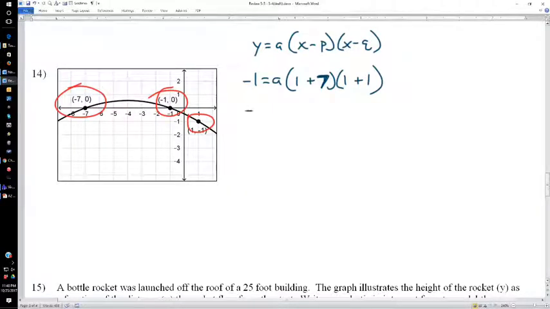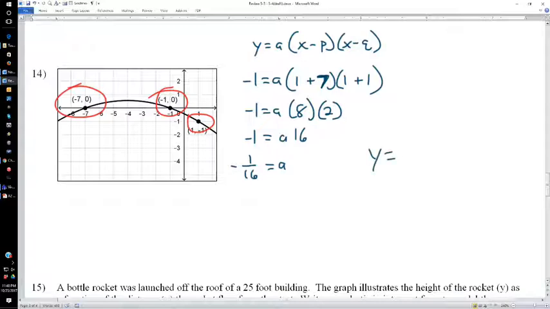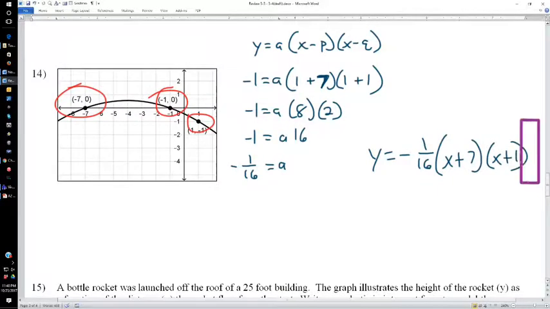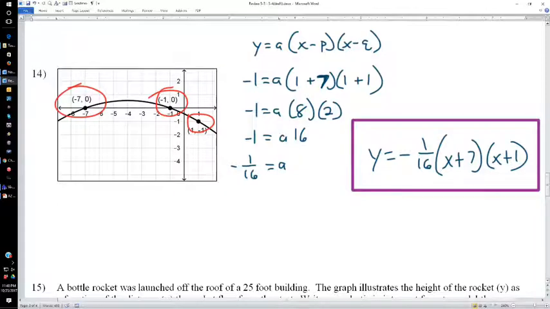And then just start crunching numbers. Negative 1 equals a times 8. 1 plus 1 is 2. 8 times 2 is 16 again. Wow! We again have a 1/16, negative or positive, something along those lines. A equals negative 1 over 16. There you go. So y equals negative 1 over 16, parentheses, x plus 7, x plus 1. Because remember, when you put them in the equation, you gotta flip the signs. Cool? Cool.